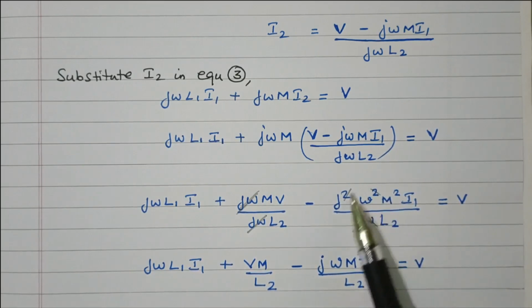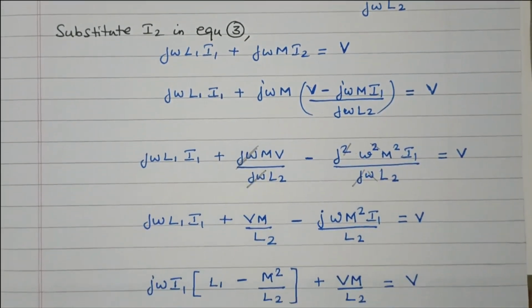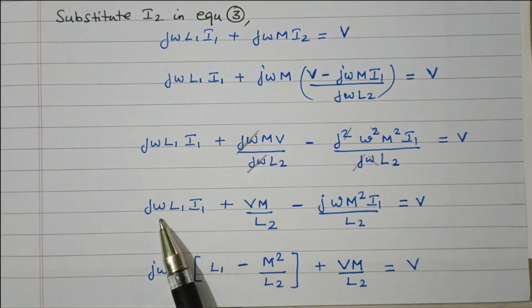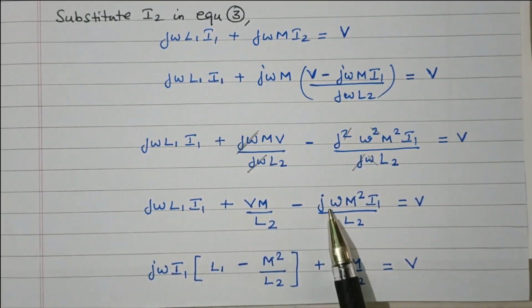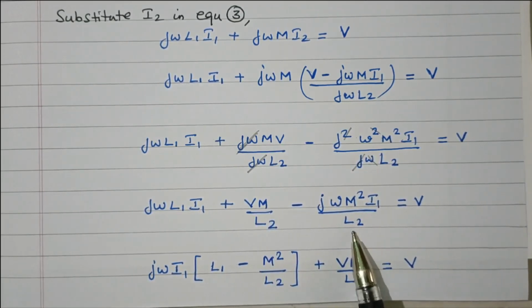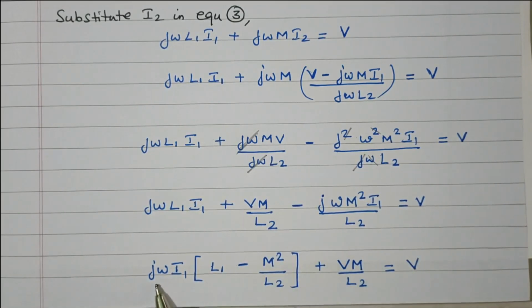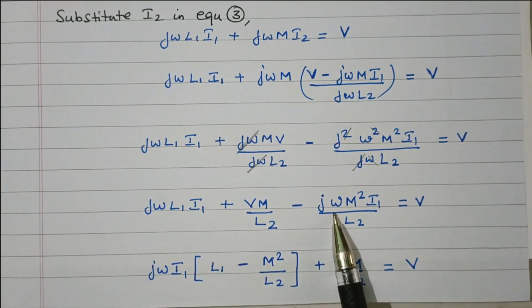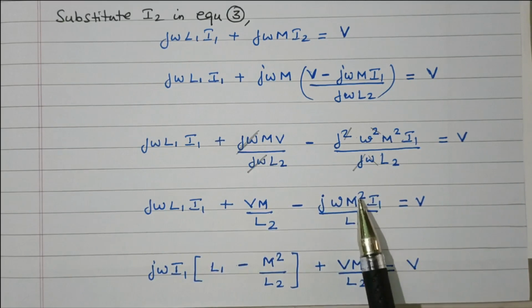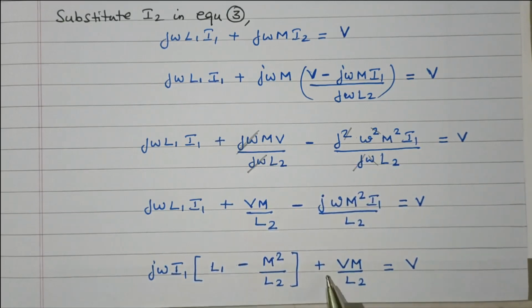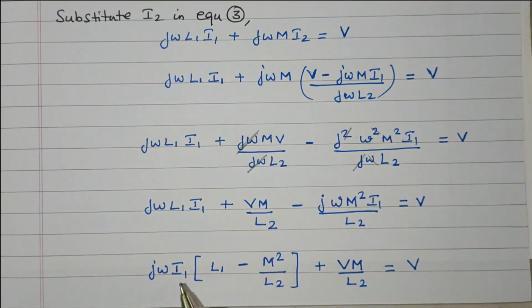Here j omega is available, and one term got cancelled. So after cancellation, what did we get? j omega L1 I1 plus Vm divided by L2 minus j omega m square I1 divided by L2 is equal to V. Now j omega I1 is available in both terms, so it is taken outside. So L1 minus m square by L2, multiplied by j omega I1, plus this term Vm divided by L2, equals V. Right, j omega I1 is taken outside.